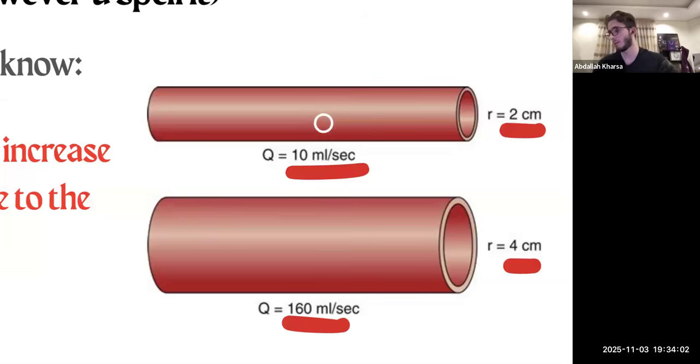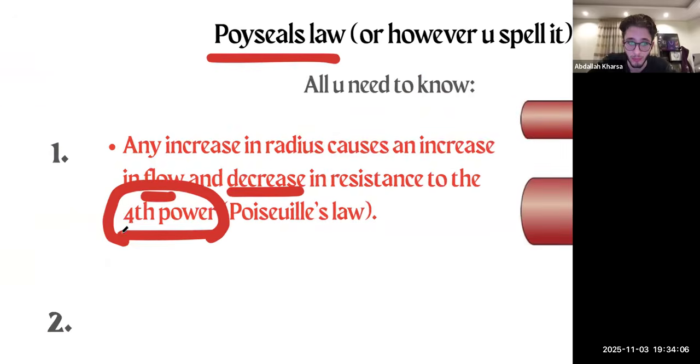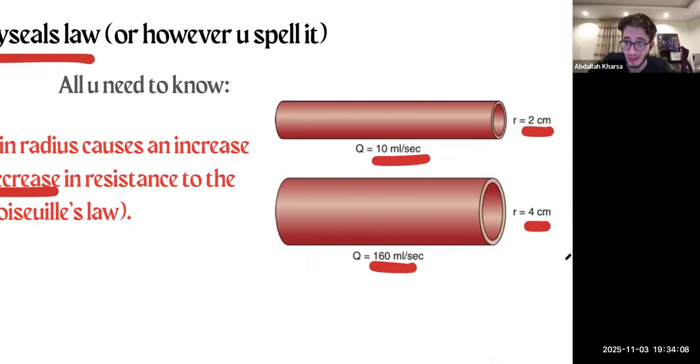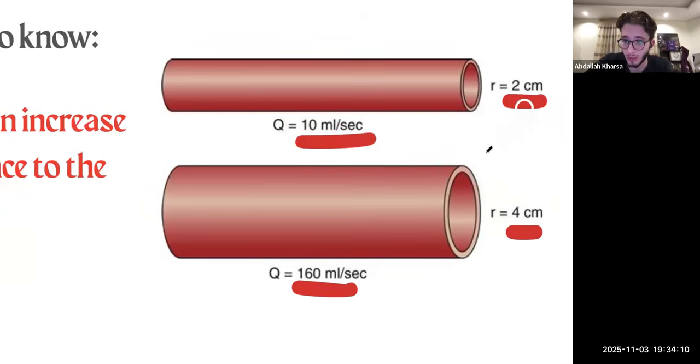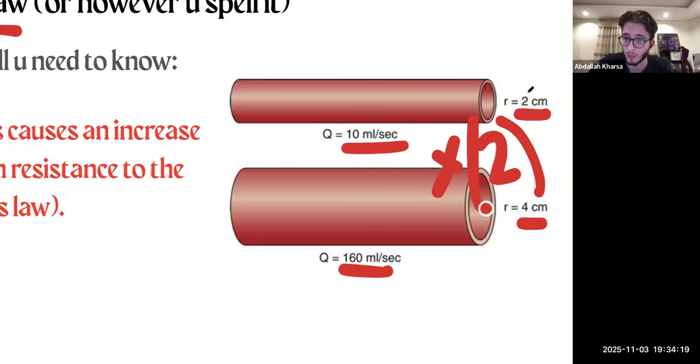Increased radius. Exactly. But the point of this is that it's to the power of 4. It increased to 160 because we doubled it, we did times 2. But because we're affecting the radius, it's going to be 2 to the power of 4. 2 to the power of 4 is 16. Exactly. 10 times 16. We doubled the radius.